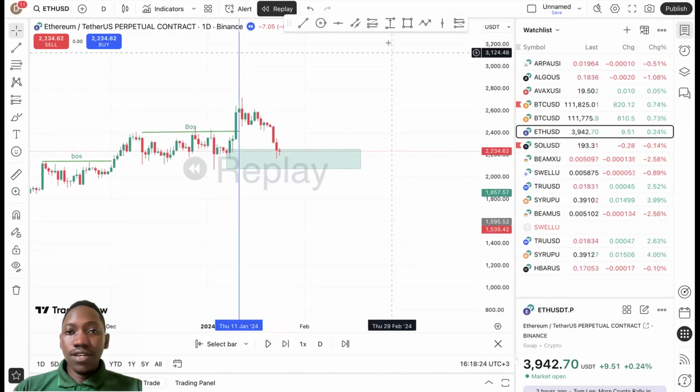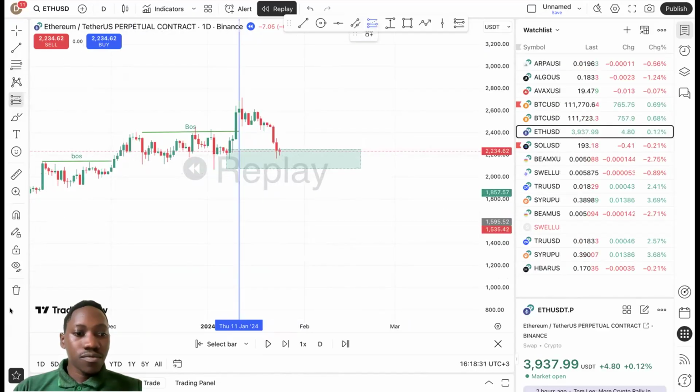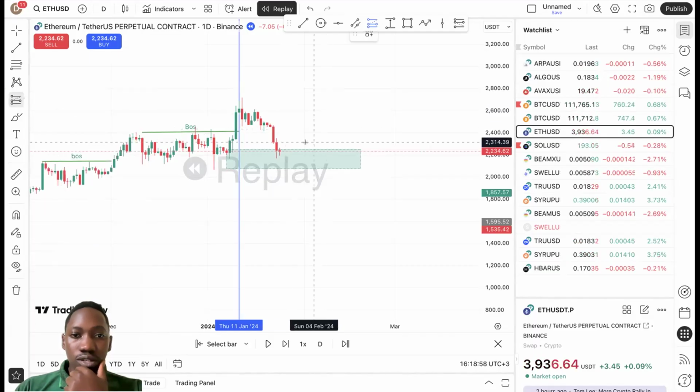Now, generically speaking, I will get this long position tool. If you don't know where to get it from, you tap here. I think it's blocking me now. Let me first get the pencil. You tap here, ladies and gentlemen. Hope you can see. When you tap there, there is what they call long position. So when you get long position, come and place it.